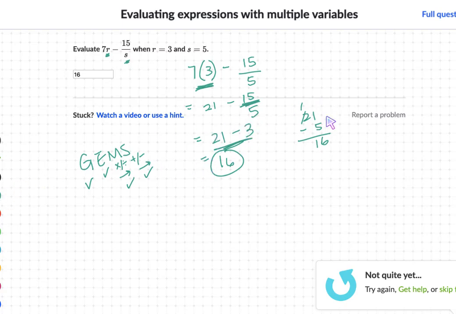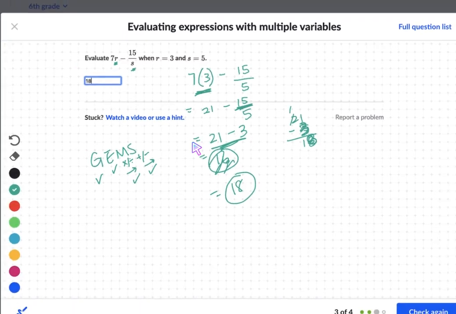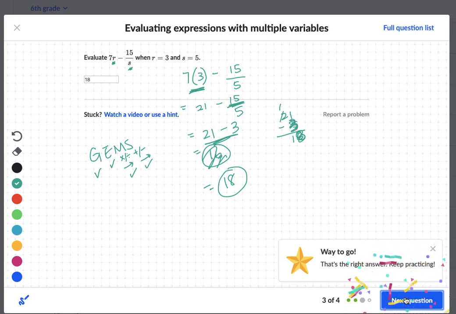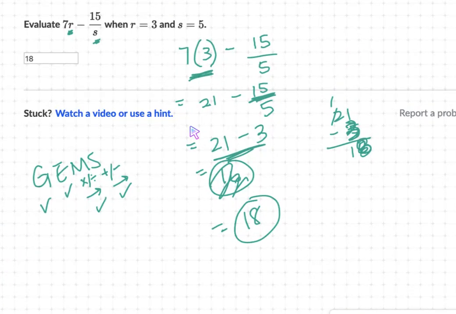So it should have been 21 minus 3, which would be 18. So the answer is 18. That's why you double check your work and you do things step by step. See, even my brain wanted to go out of step and it messed me up. There we go. Well, that's a lesson to you to double check your work and follow your steps.